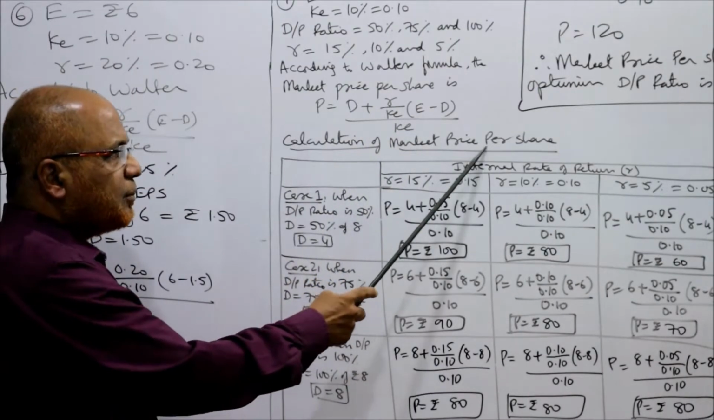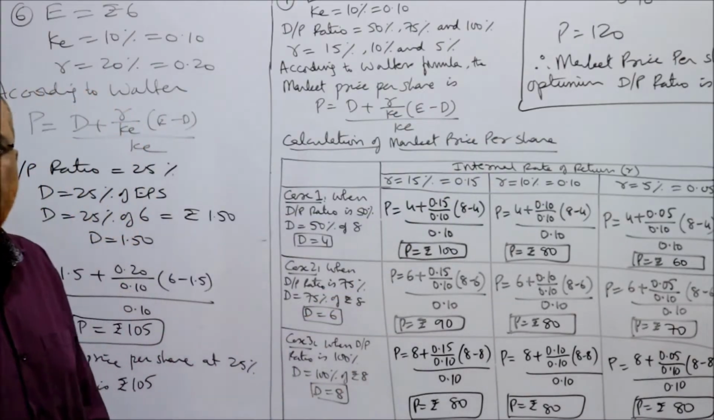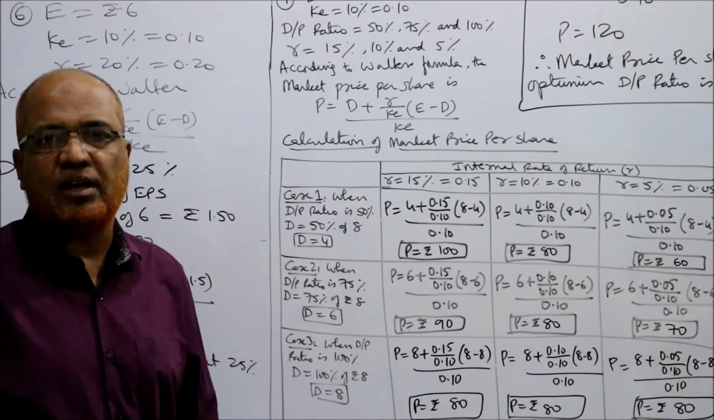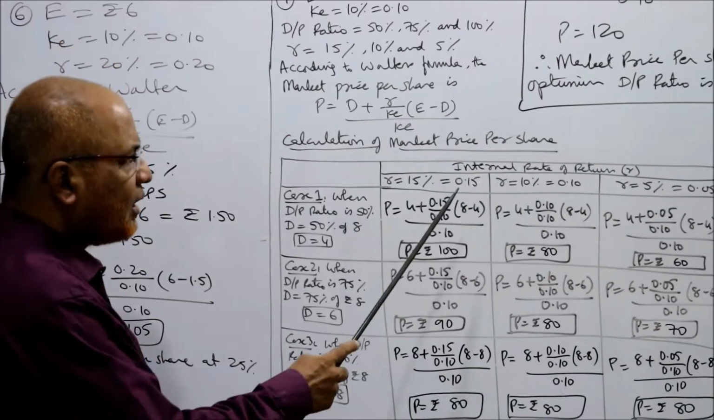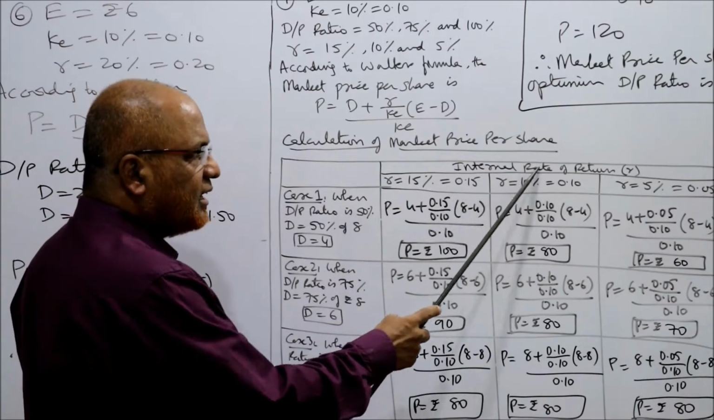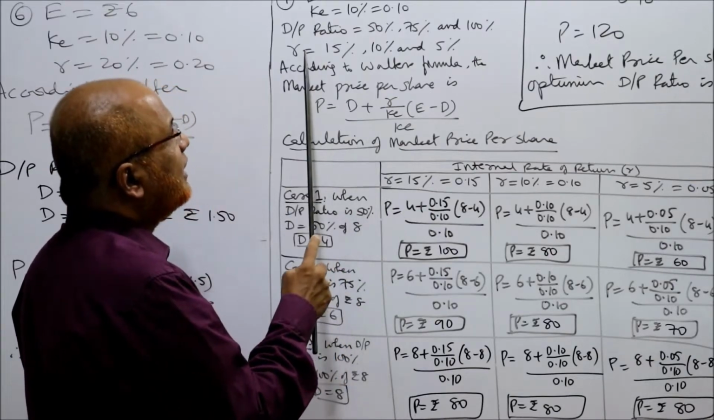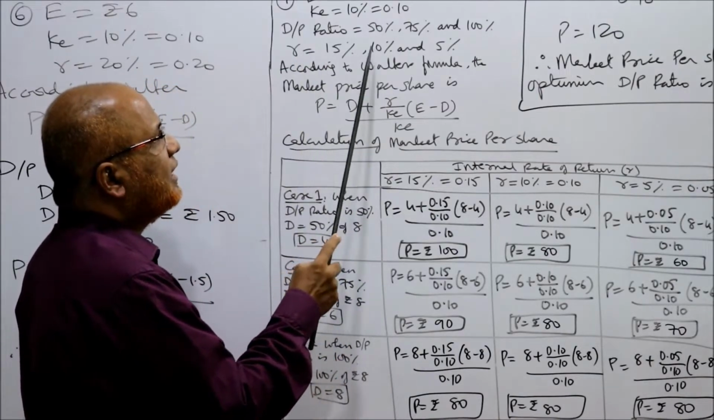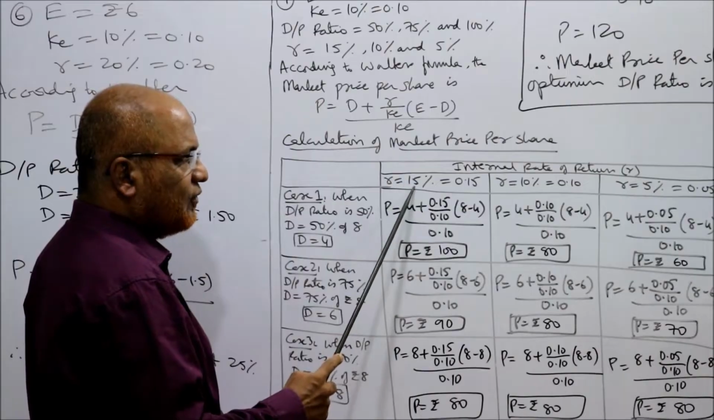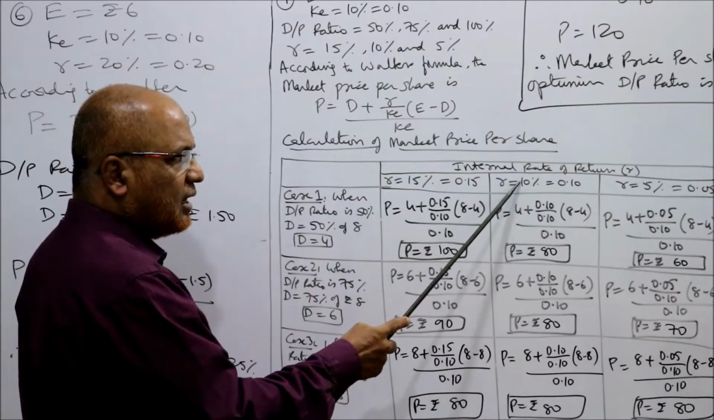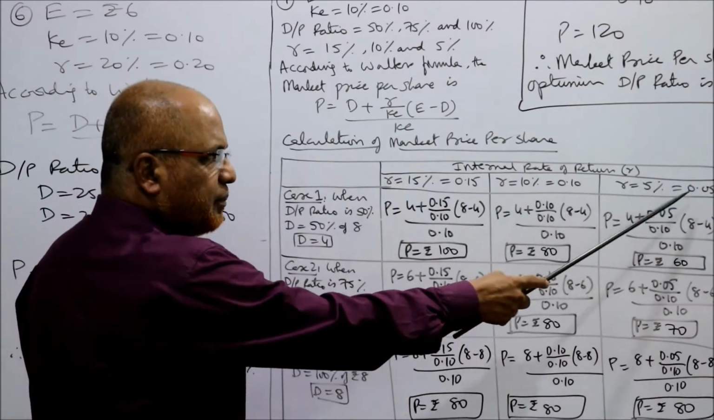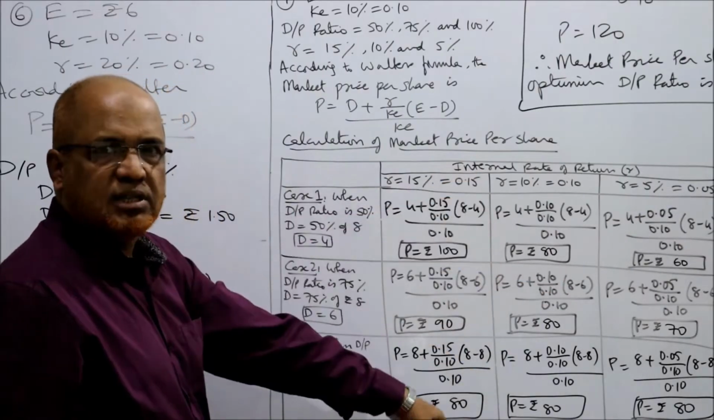Now for the calculation of market price per share, I have made one table. So easily in the tabular form we can calculate all the values. So in the columns I have taken internal rate of return IRR. So R is equal to 15%. Here 3 internal rates are given 15, 10, 5. So R is equal to 15%, 0.15, R 10%, 0.1, R 5%, 0.05. 3 columns, 3 internal rates.